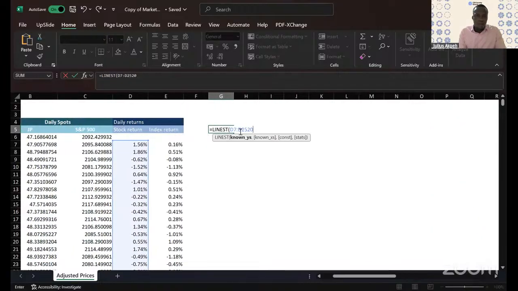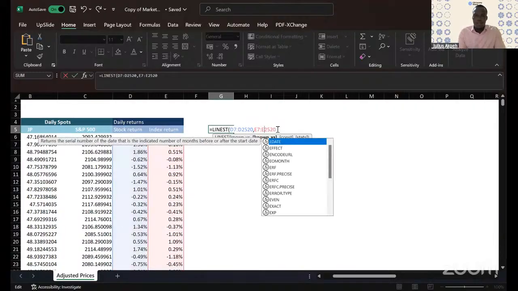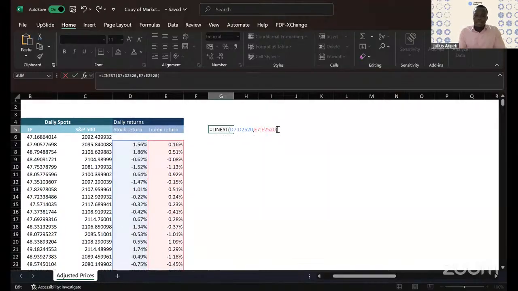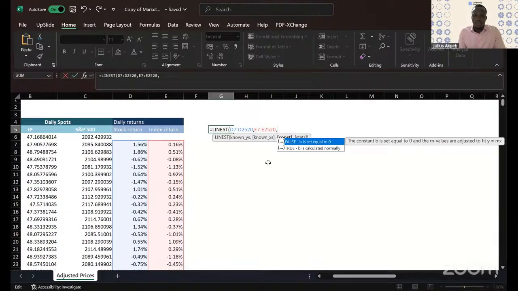So is this my known y? Yes, the dependent variable, which is the y variable here, is the stock return. So I have that here. I need to put in my known x's as well, which is the independent variable, which is the index return. So we have that also here, bracket close. Then it's asking me another question. Do I close the bracket? No. It's asking me another question. Do you want constants? I say yes. So that's going to be a true statement.